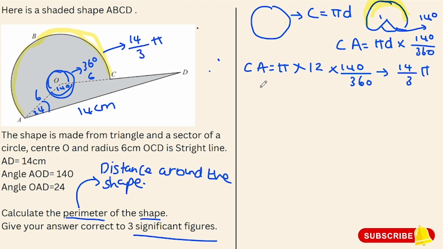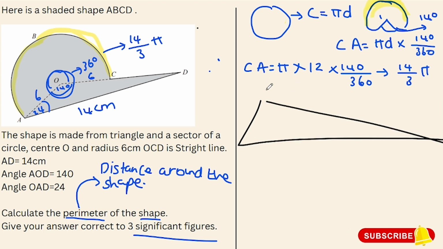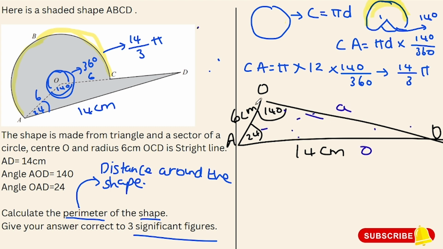After I've done that, I'm going to quickly draw a rough sketch of this triangle. I'm going to call this O, this A, and this D. This is 140. This over here is 24. O to A is 6 centimeters. A to D we don't know. This is 14 centimeters. Now I'm just going to quickly label this. So this is O, this is lowercase a, and this is lowercase d. That's one.